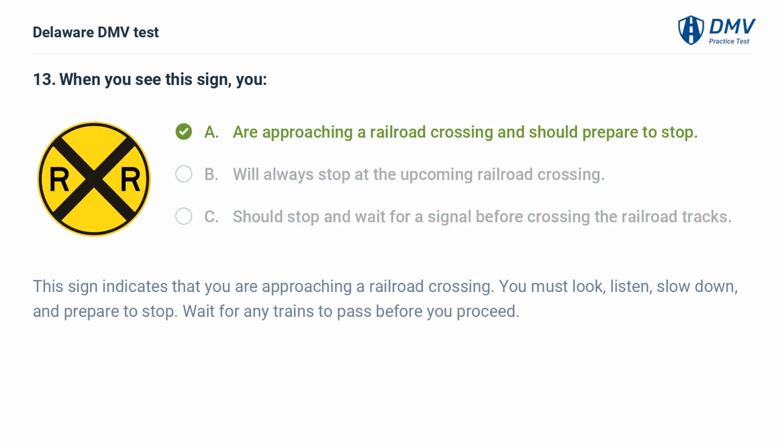A. Are approaching a railroad crossing and should prepare to stop. This sign indicates that you are approaching a railroad crossing. You must look, listen, slow down, and prepare to stop. Wait for any trains to pass before you proceed.